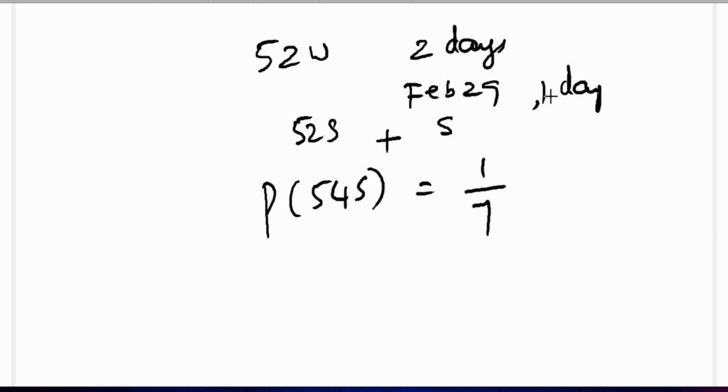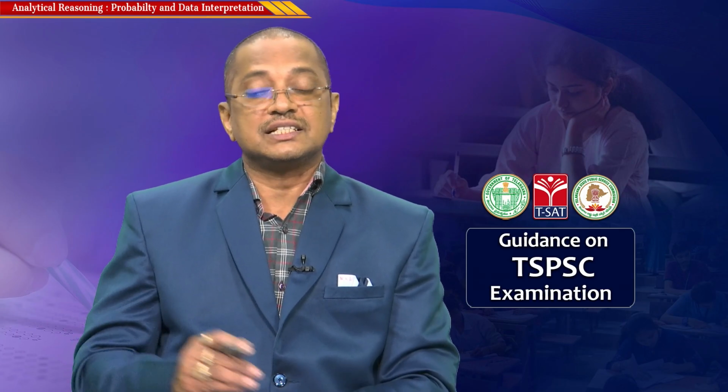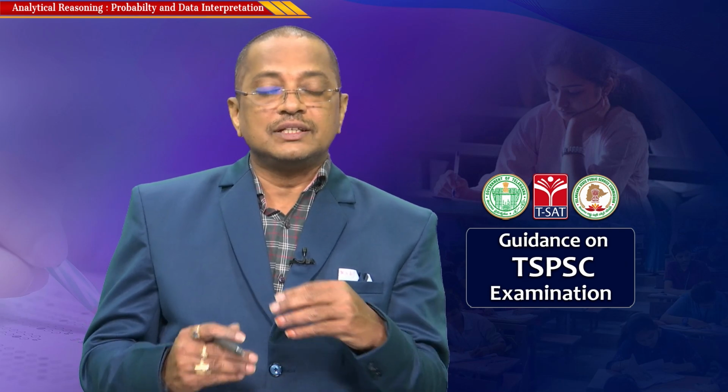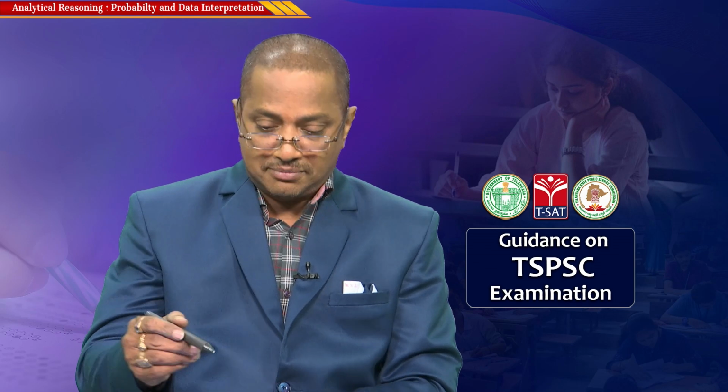Number of possible outcomes is 7, favorable outcomes is 1, but it is a conditional one. What is the condition here? That day, February 29th, will be Sunday. If February 29 is Sunday, then we will get 54 Sundays, and the probability is 1/7. Is it clear? So in the examination, you have to listen carefully to how the question is asked. That is very, very important.